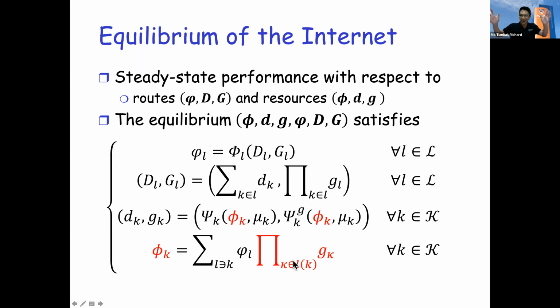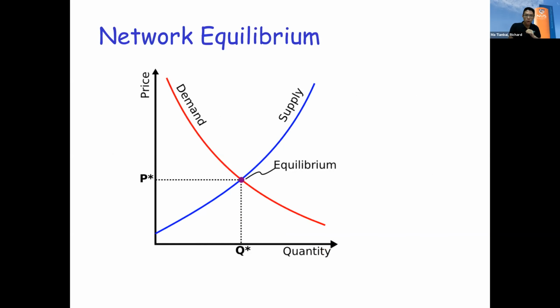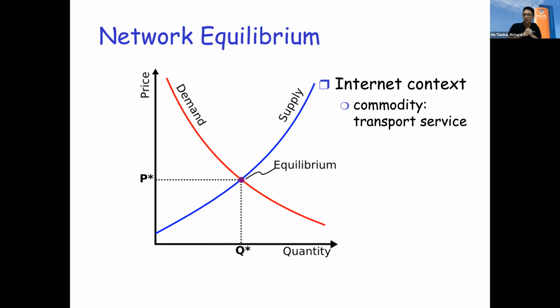So this is the entire internet model under which we try to characterize the steady state performance. Okay, questions? So let's try to understand and answer the previous questions. How can we understand, under the internet context, what is the commodity? So I briefly mentioned, we could understand it as the transport service that is created by these network resources and used by these traffic flows.